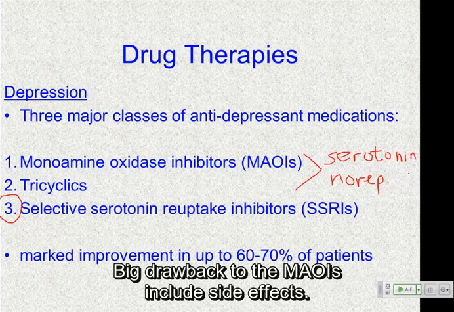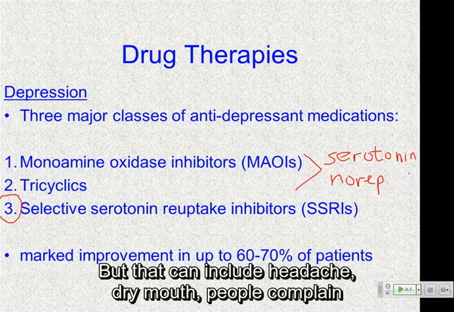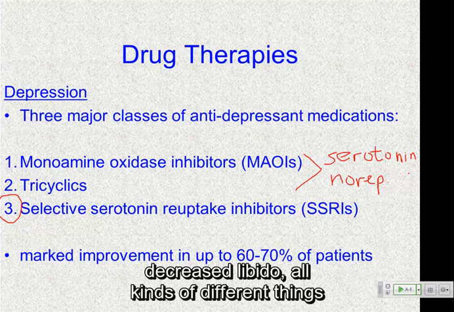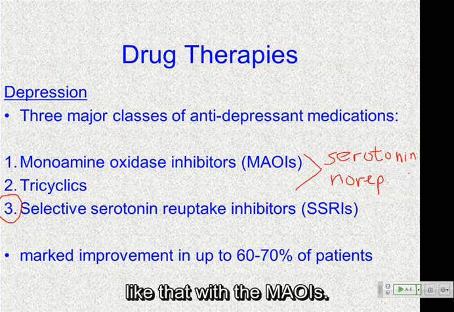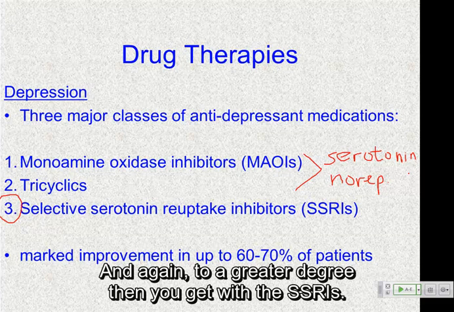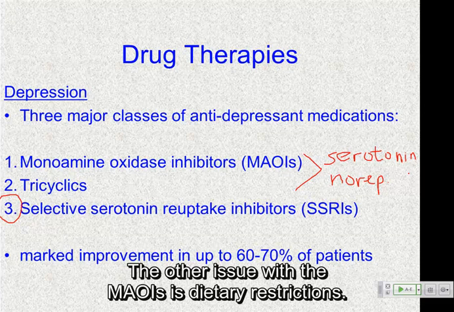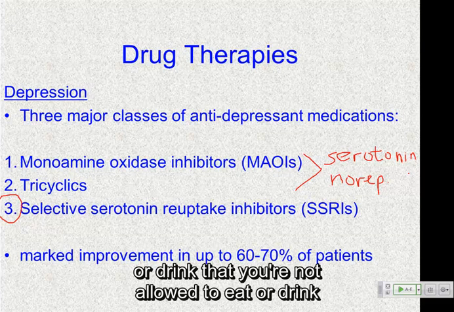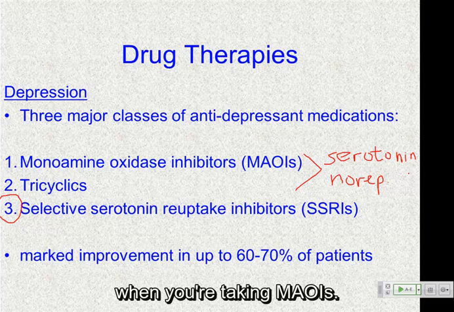Okay? Big drawbacks to the MAOIs include side effects. I mentioned that before, but that can include headache, dry mouth. People will complain about gastrointestinal side effects, constipation, decreased libido, all kinds of different things like that, with the MAOIs, and again, to a greater degree than you get with the SSRIs. The other issue with the MAOIs is dietary restrictions. And basically, there are a lot of awesome things that you could eat or drink that you're not allowed to eat or drink when you're taking MAOIs.